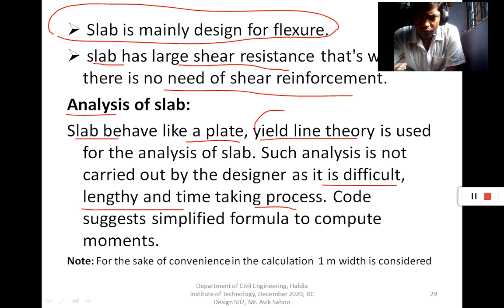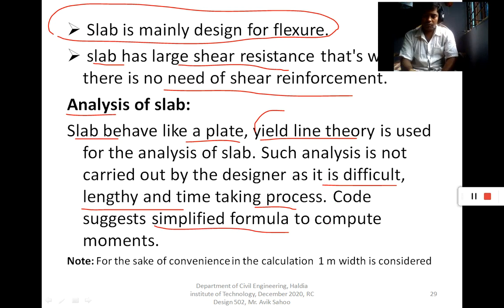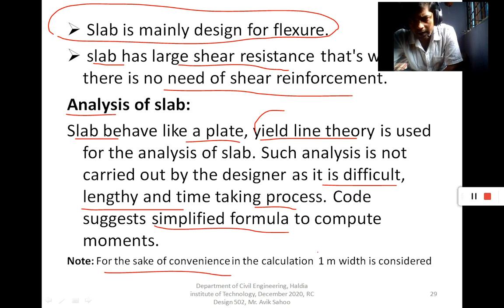So due to this problem, code suggests a simplified formula to compute moments. So that's why the code gives a formula to compute moments. And one thing you note, for the sake of convenience in the calculation, 1 meter width is considered. We are calculating moments and reinforcement per meter width.